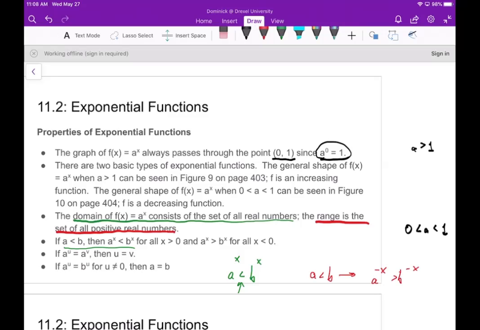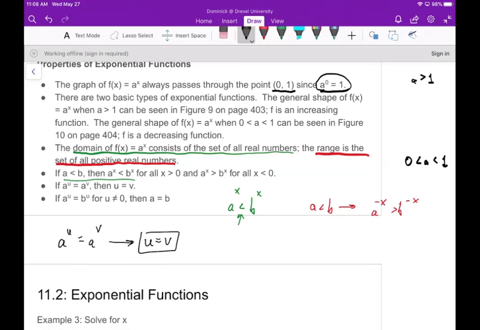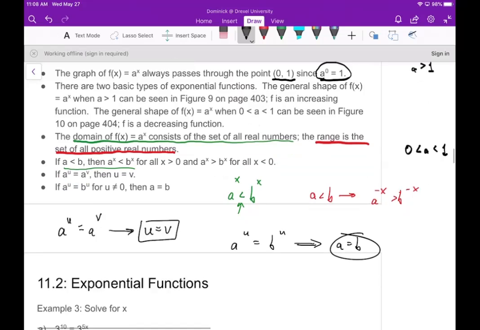And then our last two properties are going to be important because they say that if we have a to some power equals a to another power, that really means that those powers have to be equal, right? And then another property is that if we have a to the u and b to the u, as long as u is not 0, then this implies that a would have to equal b, right? So those are going to be key in the next couple problems.